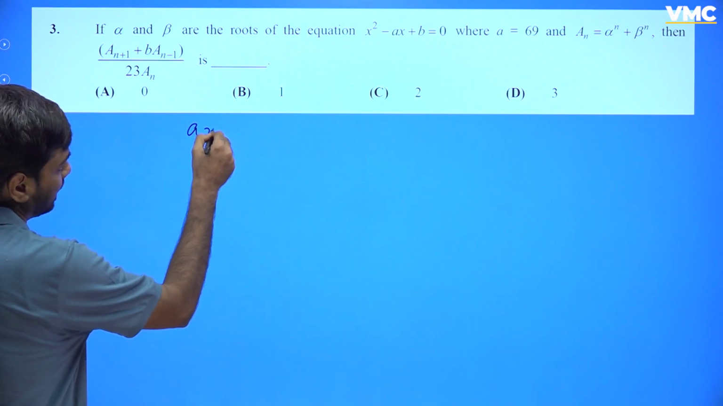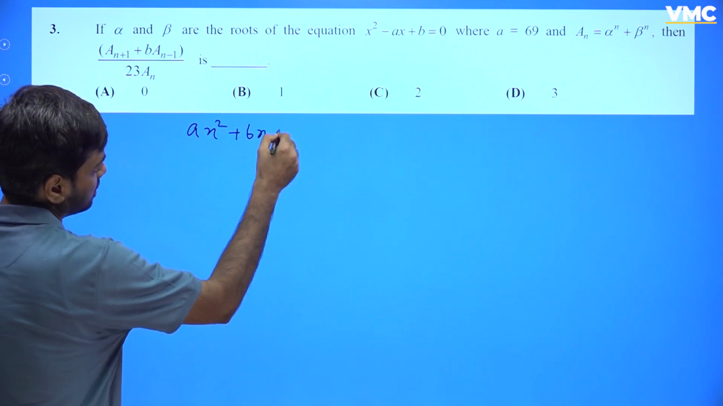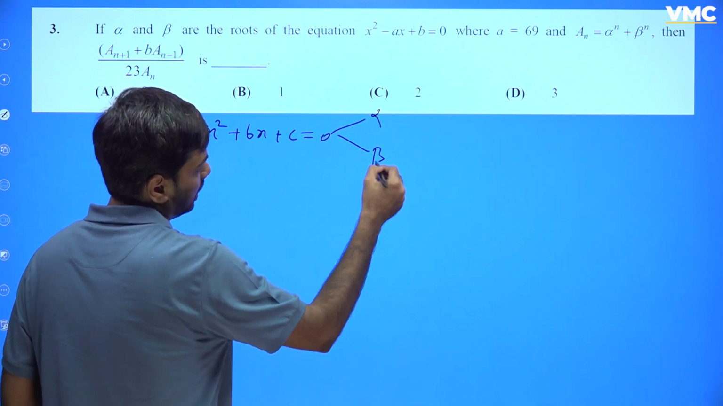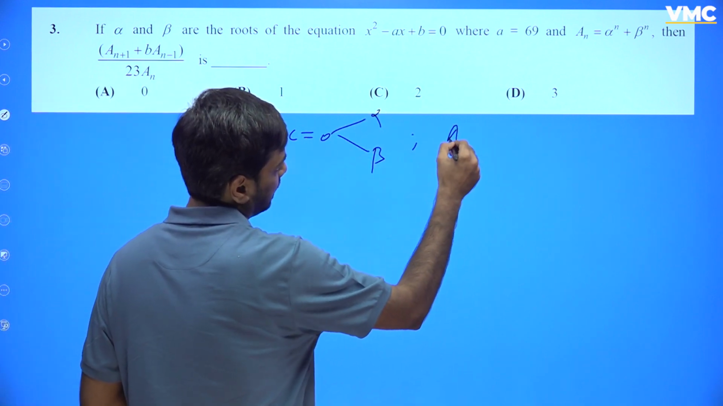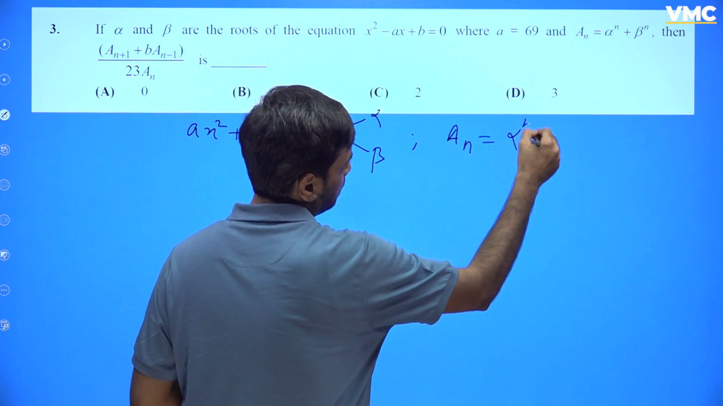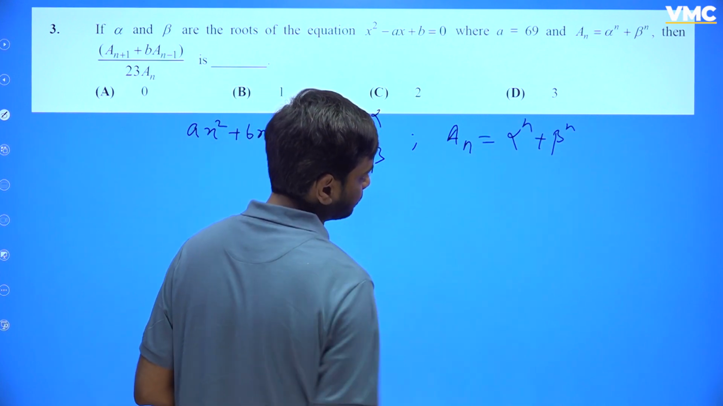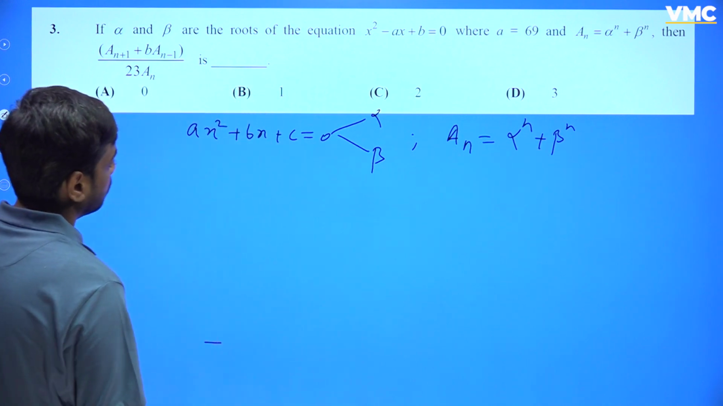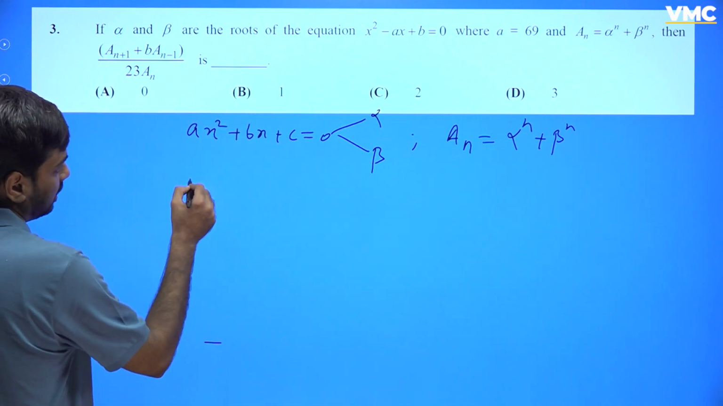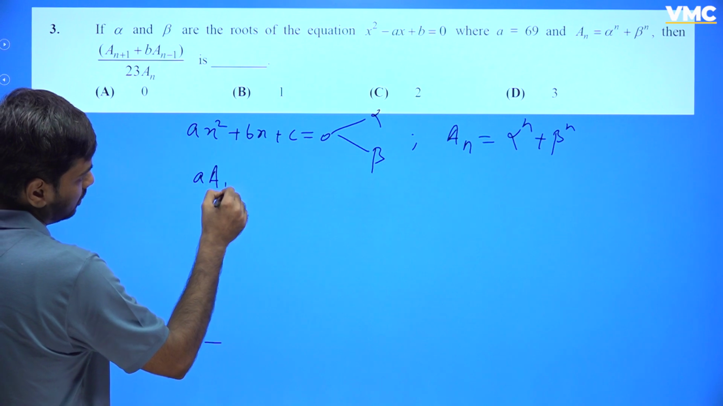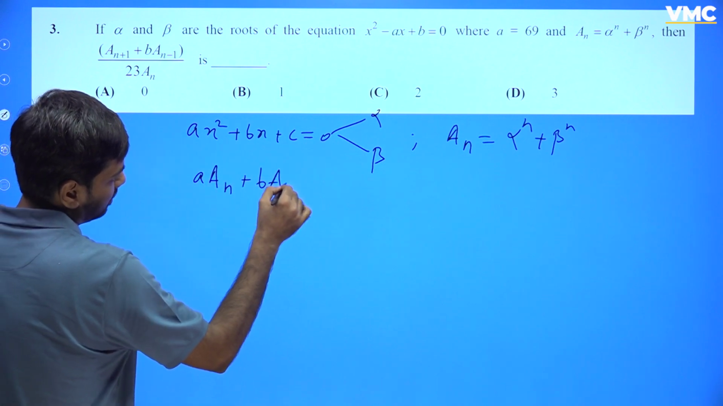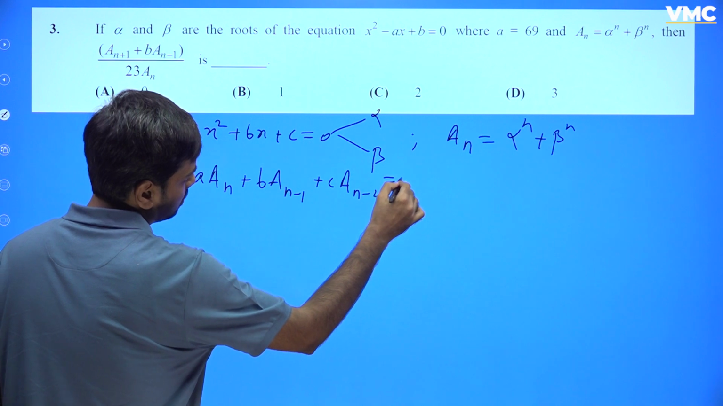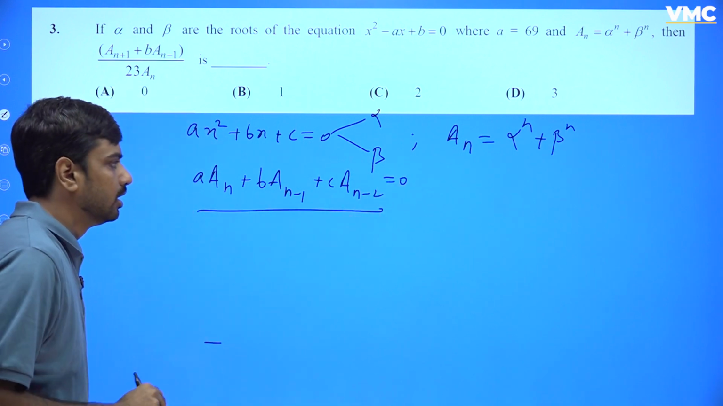If we have a quadratic ax square plus bx plus c is equal to 0, having roots alpha and beta, and we have an expression an is equal to alpha raised to power n plus beta raised to power n. Here minus sign can also be used. So according to Newton's identity, I can write a times an plus b times an minus 1 plus c times an minus 2 is equal to 0. The proof is very easy.